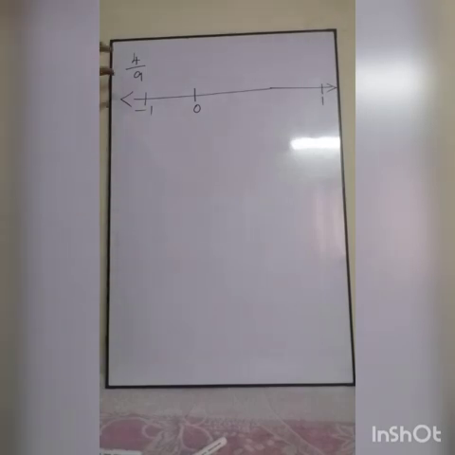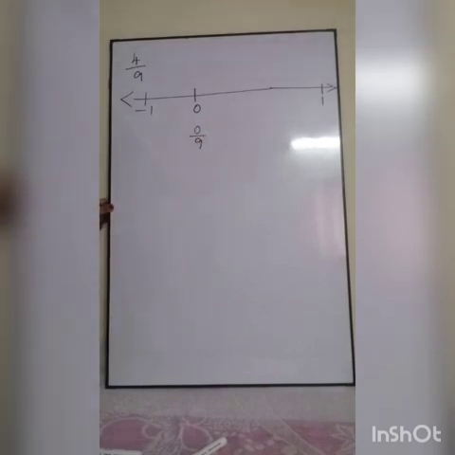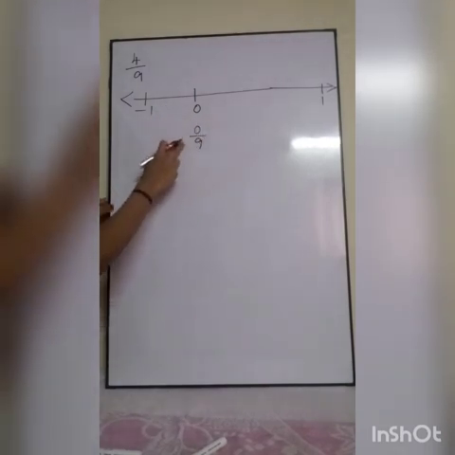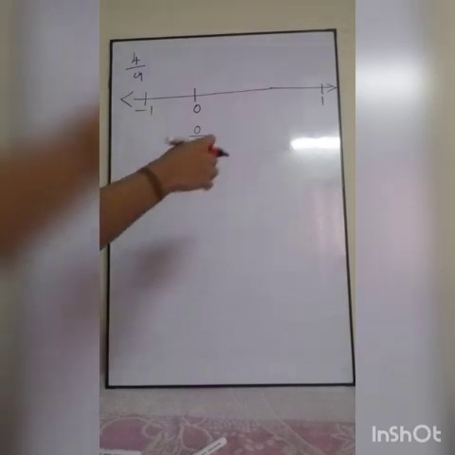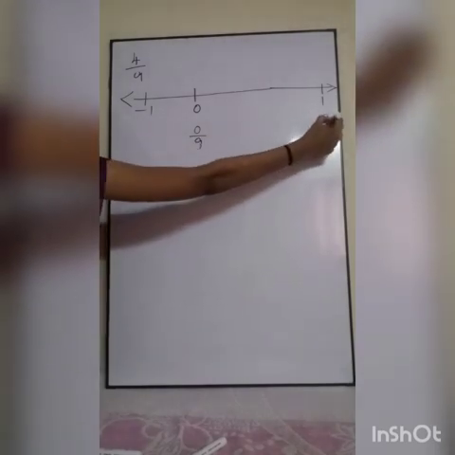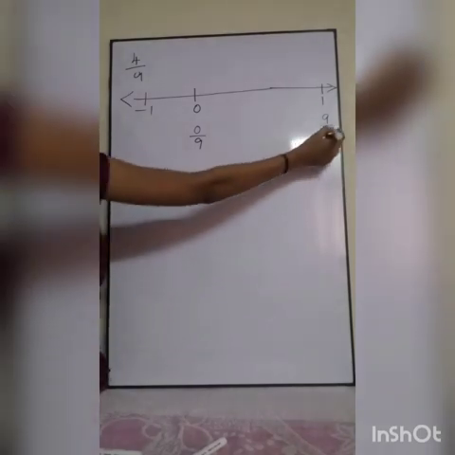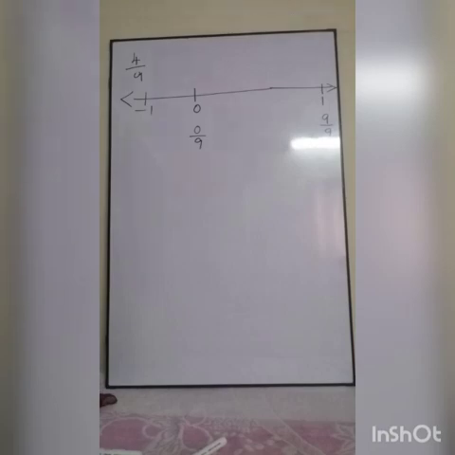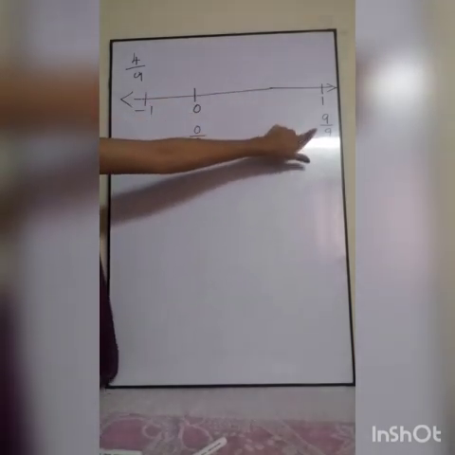So what is the question they have given? We have to represent 4 by 9 on the number line. Can we take the 0 as 0 by 9? Yes, 0 as 0 by 9, because based upon our question the denominator is 9. Can we take this 1 as 9 by 9? Because if I cancel these two, you will get 1 only, right? So 0 I am taking as 0 by 9, and 1 as 9 by 9.